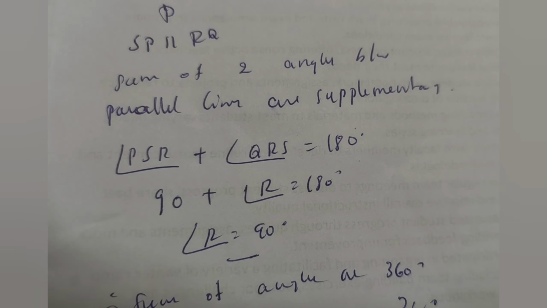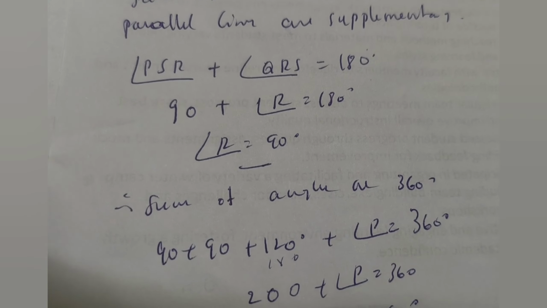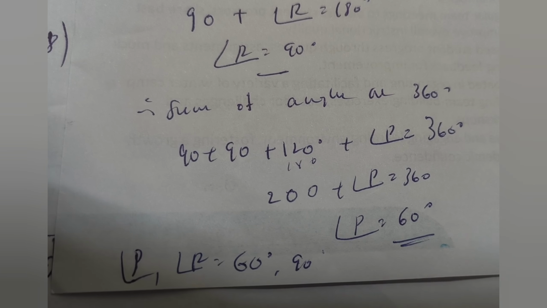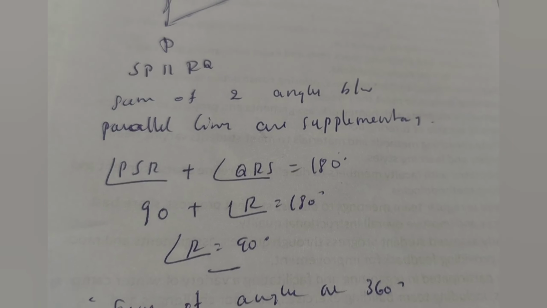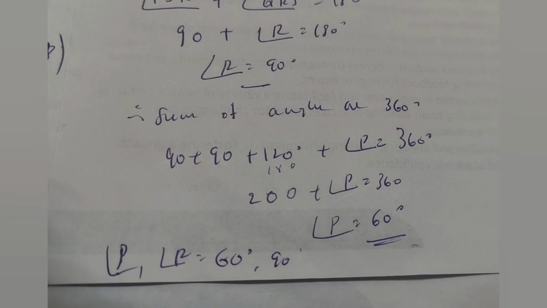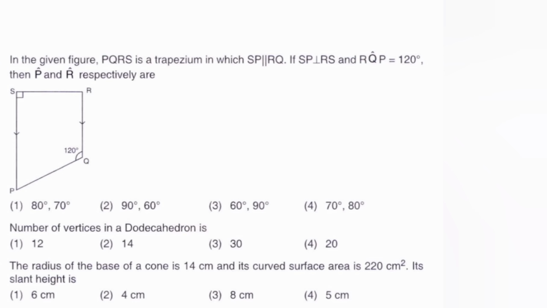The sum of the angles of a trapezium is 360 degrees. So 90 plus 90 plus 120 plus P is equal to 360 degrees. By simplifying we get P is 60 degrees. So angle P is 60 degrees, angle R is 90 degrees. So the answer is 60 degrees and 90 degrees. So option 3 is correct.